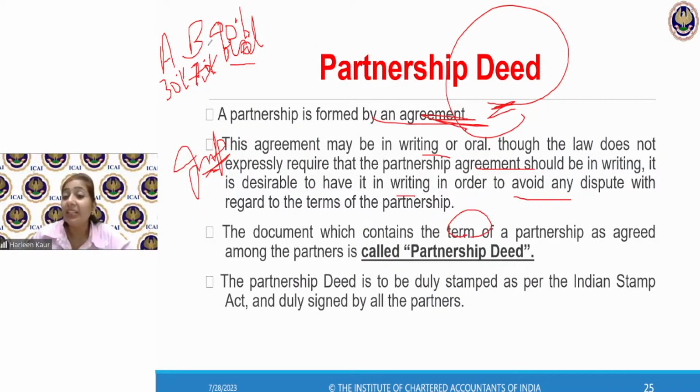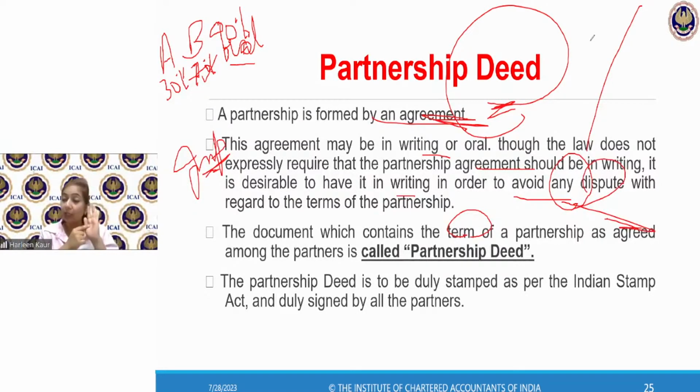So both of them were having disputes. Disputes means ladai jhagda in the court. So now since they're having disputes, it becomes very difficult to prove this point because there is no written evidence. So law says it's very, very important.